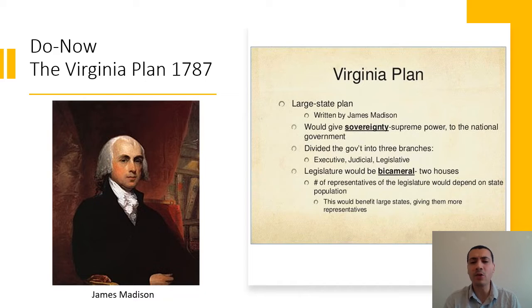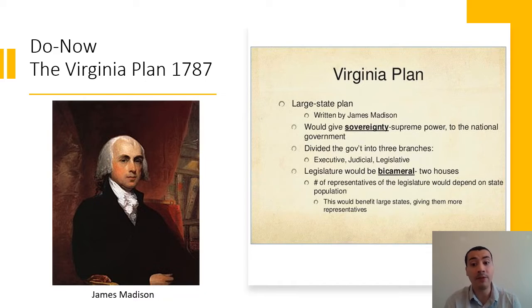Also, he talked about representation. He talked about how people could participate in Congress. He said that the legislature should be bicameral, that means two houses. If you recall, scholars, in America we have two houses. We have the Senate and we have the House of Representatives. So this is something that he was thinking before even decisions were made. He said that the number of representatives in the legislature will depend on each state's population.